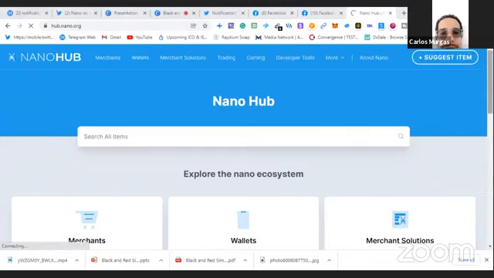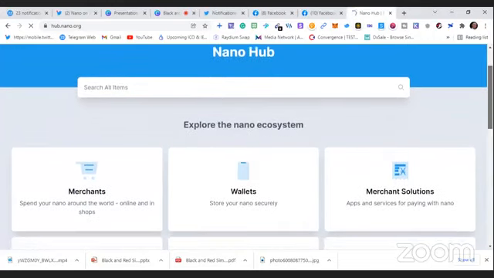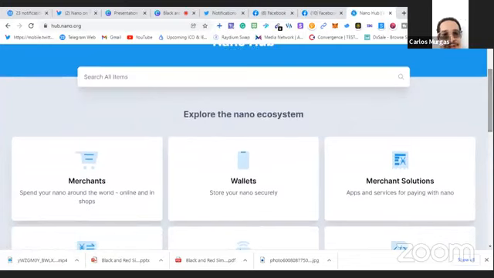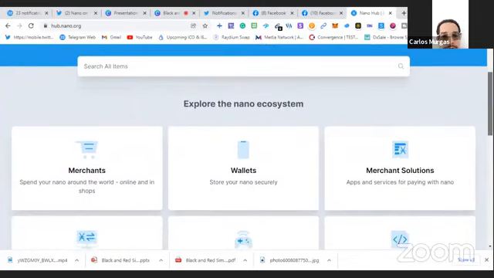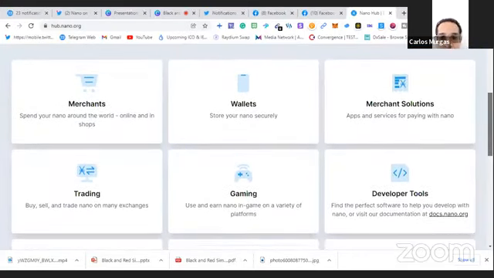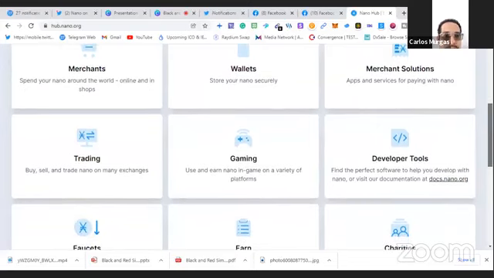Okay, awesome. We are here at the Nano Hub. That's the website. Hope you can see it. You can see the categories. We got merchants, we got wallets. The wallets is where you store your Nano and where you spend it, use it to pay. Merchant solutions, who is accepting Nano. We got the trading category, where you can see the open markets of Nano. At the moment we have KuCoin, we have Binance, and several others.